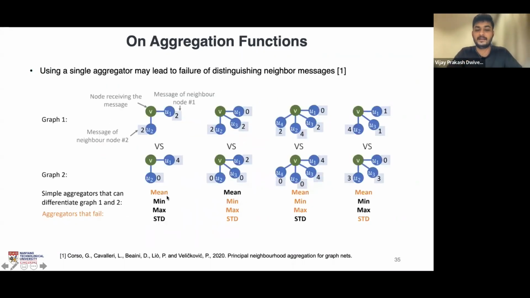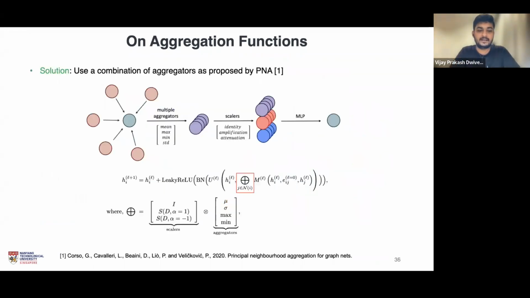So the mean aggregator, the average aggregator that failed on the previous case, actually succeeds in this case, whereas all the other aggregators that succeeded on the previous case fail in this case. So this shows how the use of a single aggregator may lead to failure of distinguishing different neighbor messages. And these examples are also of a similar nature, as you can observe. So naturally one could think of how to solve this issue, how to go beyond using a single aggregator.